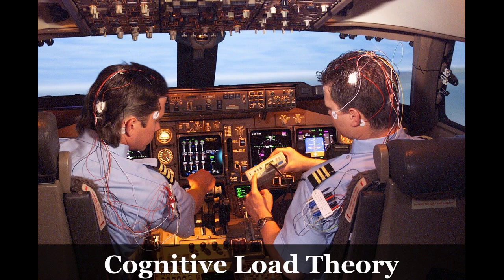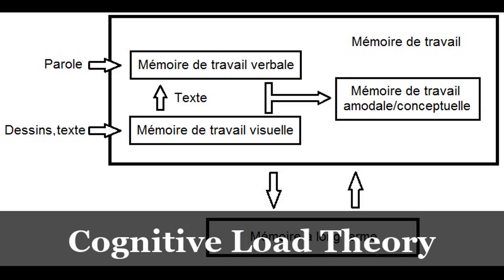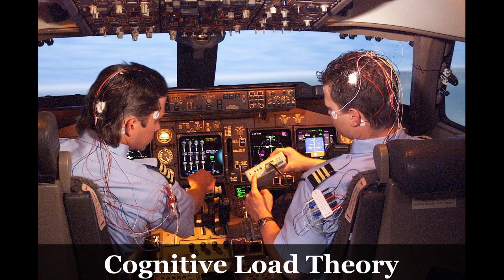According to Sweller, there are three types of cognitive load: intrinsic, extraneous, and germane. Intrinsic load refers to the inherent difficulty of the material being learned. Extraneous load is caused by poorly designed instruction that does not support learning, and germane load refers to the effort exerted by learners to process and understand new information.